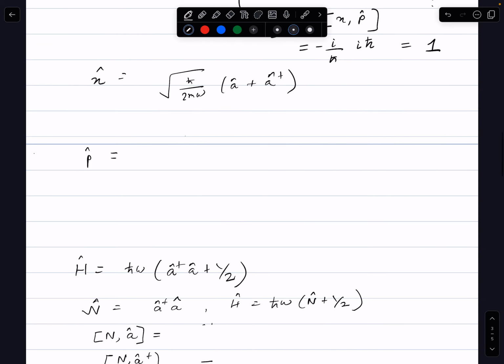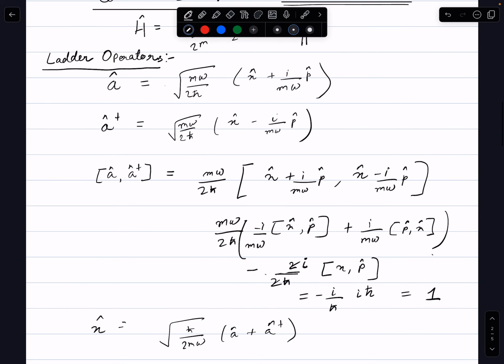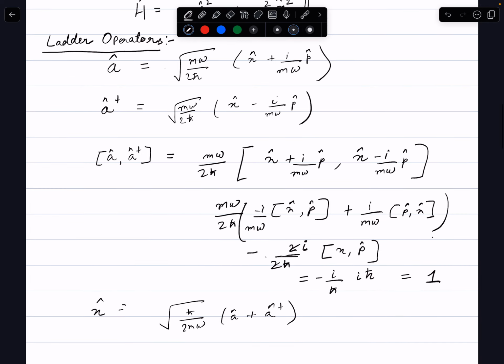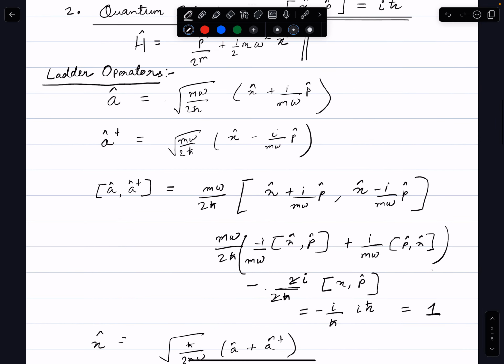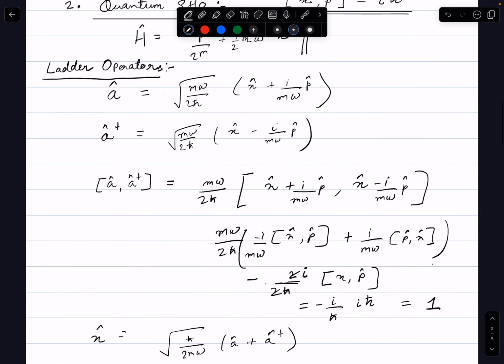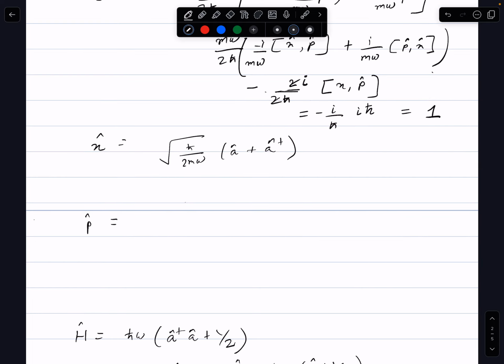We can also write x in terms of A and A dagger by inverting this. So x will be just this, and similarly you can find p also. So p is what we will get if you subtract these two. So then you have 2i m omega p as this, so that becomes 2.